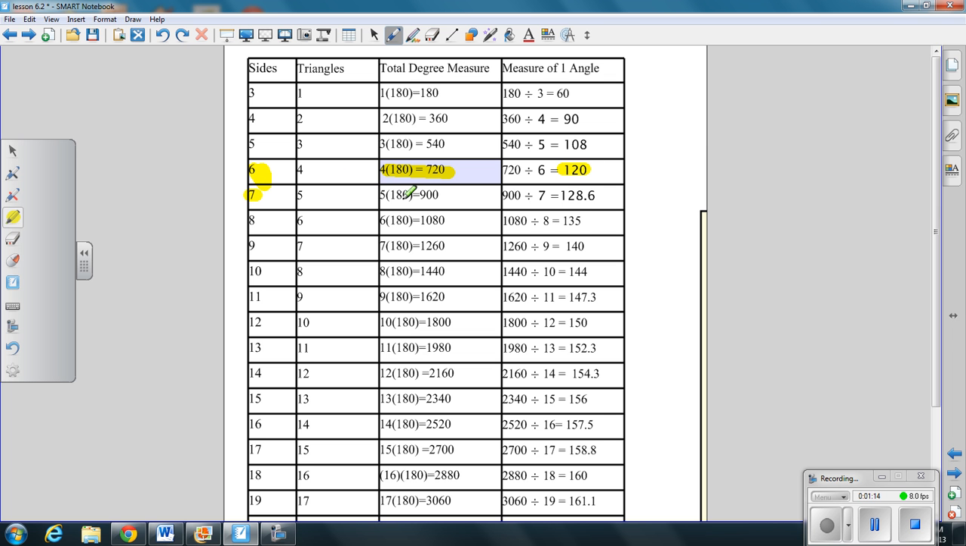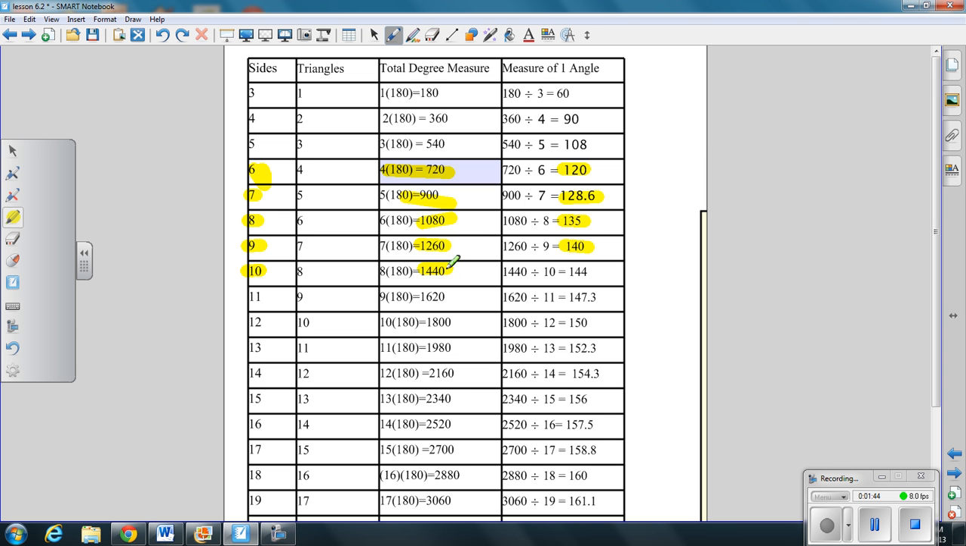A seven-sided figure measures 900 degrees, each angle is rounded to 128.6. An eight-sided figure is 1080, each angle measures 135 degrees. Remember, when we say each angle, we're talking about regular polygons. We talked about this yesterday. A nine-sided figure, nonagon, measures 1260. Each one of those angles, if it's regular, is 140.